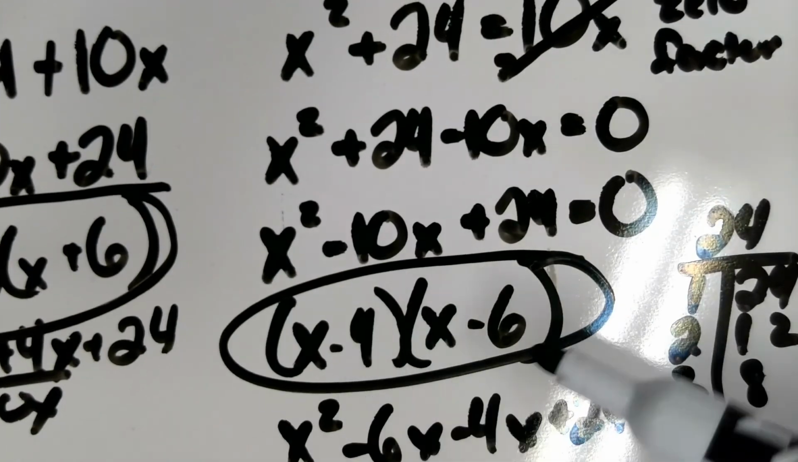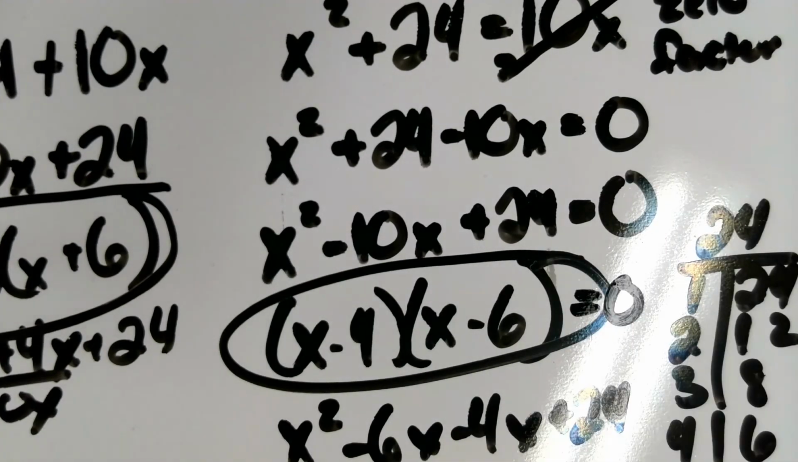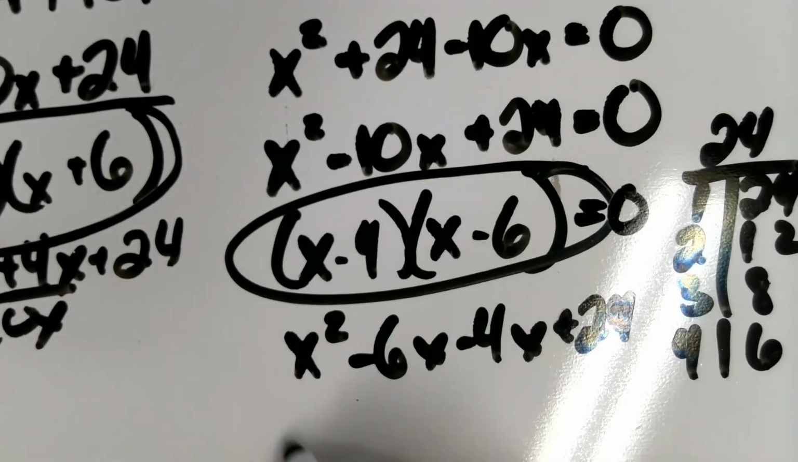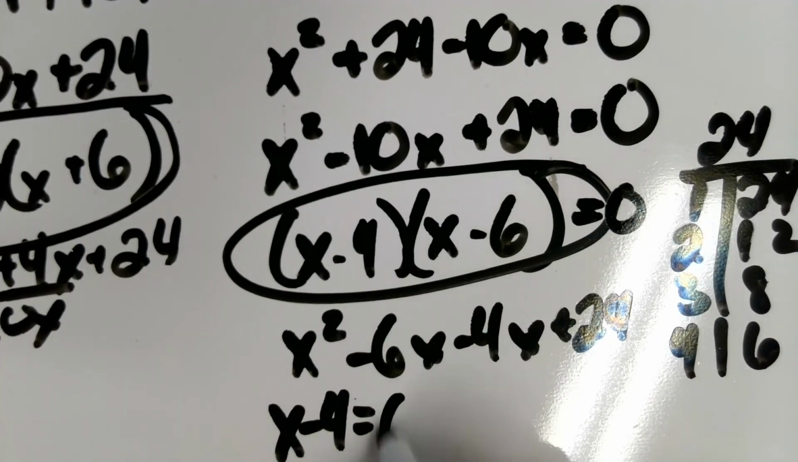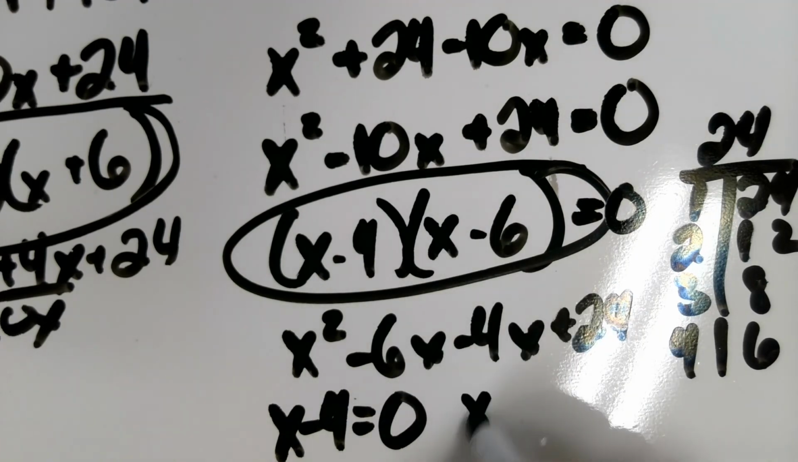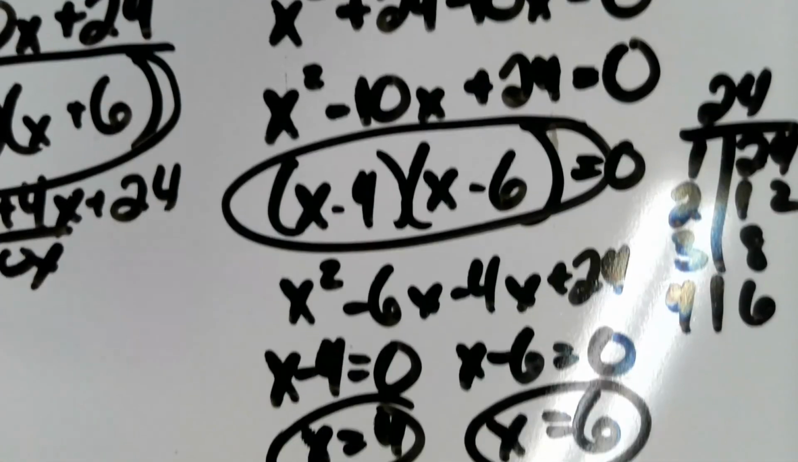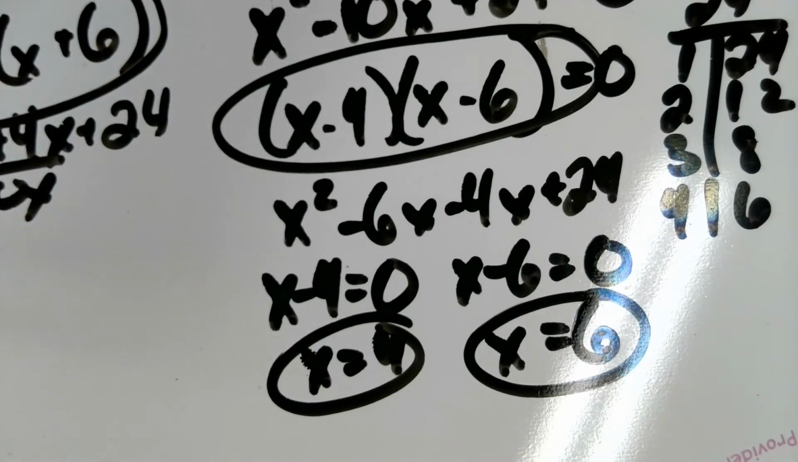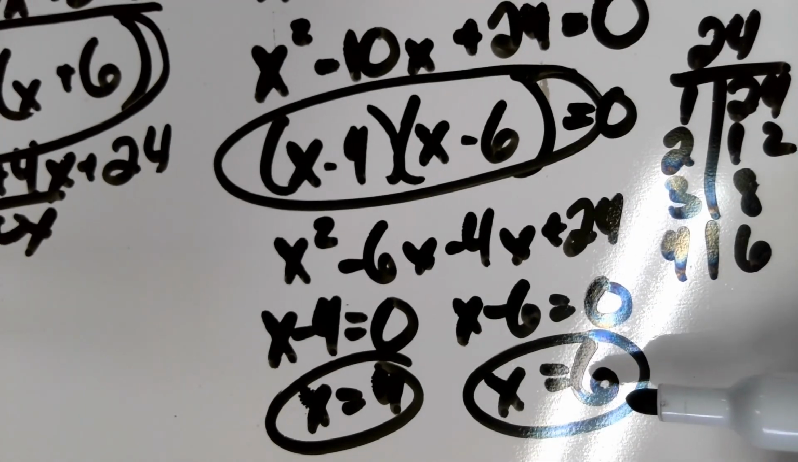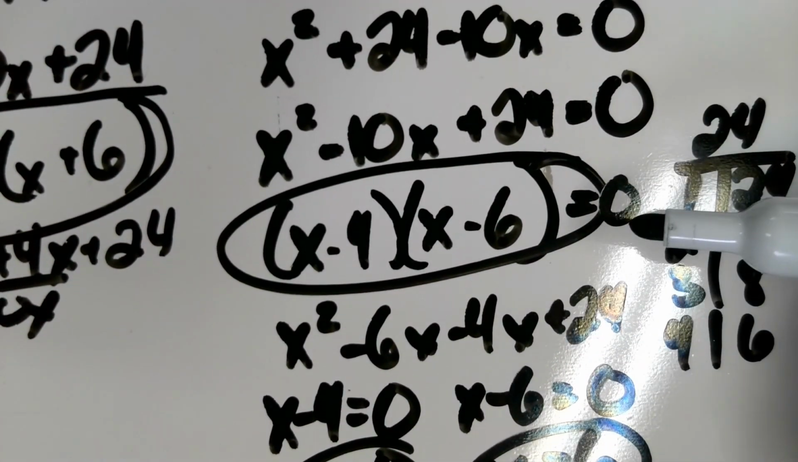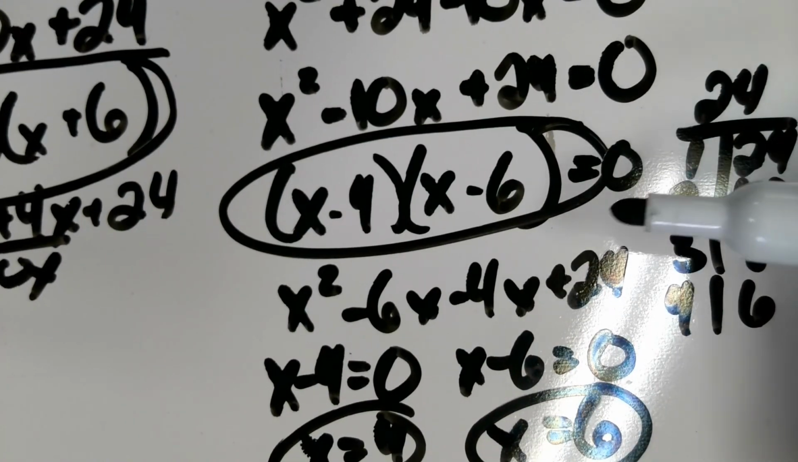This one is different. Because of this equal 0 sign, in this problem, I'm going to take my x minus 4 equal to 0. My next factor equal to 0. Solve for x. Homework, you can't tell. Okay, why did I do this? Why is this my answer? Because I was actually solving my equation. I was finding out what x could equal.